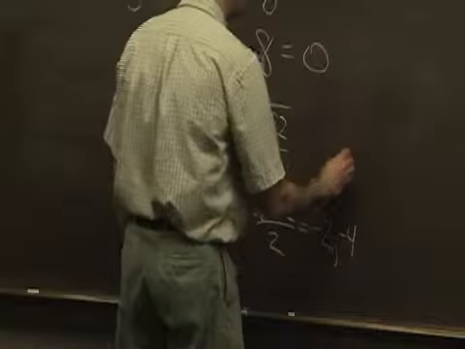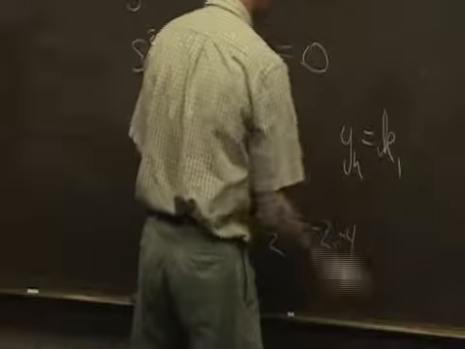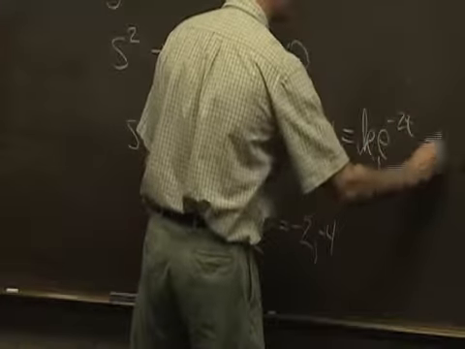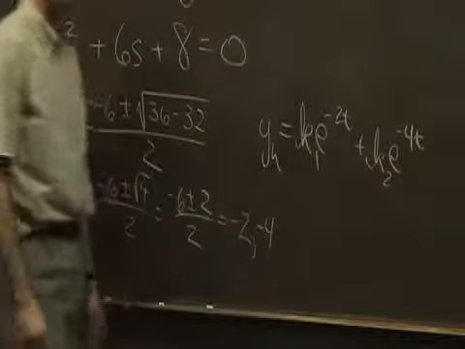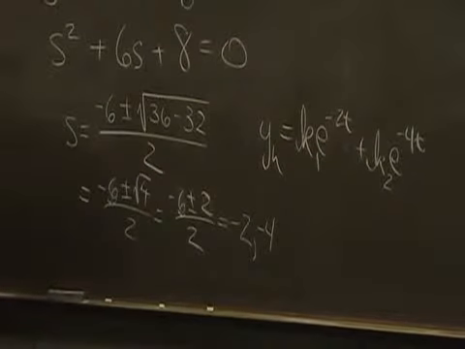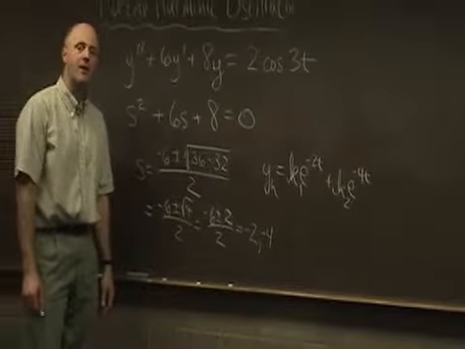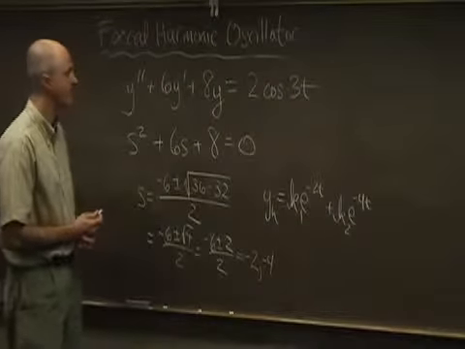So y_h is going to be an arbitrary constant K1 times e to the -2t plus another arbitrary constant K2 times e to the -4t. Nothing new there. Okay, there we have a typical kind of y_h exponential decay. Where the real fun begins is with y_p, a particular solution.